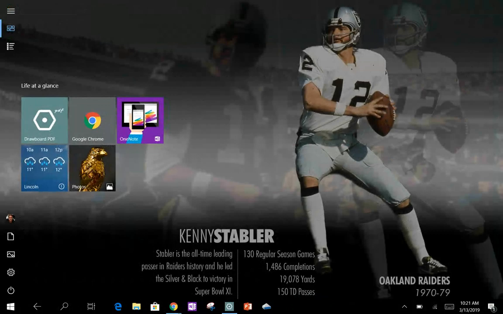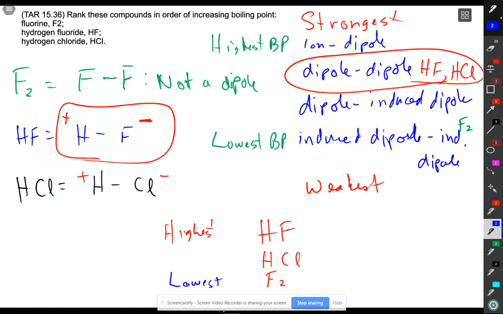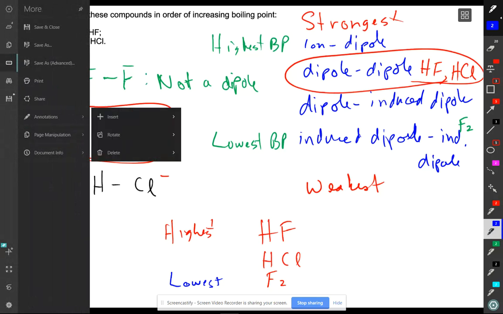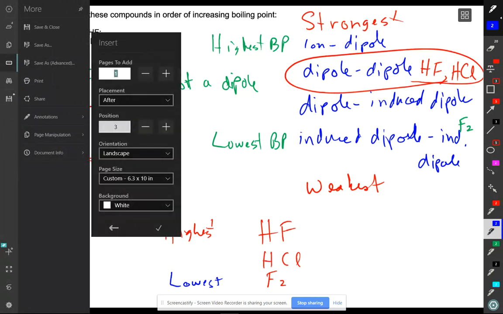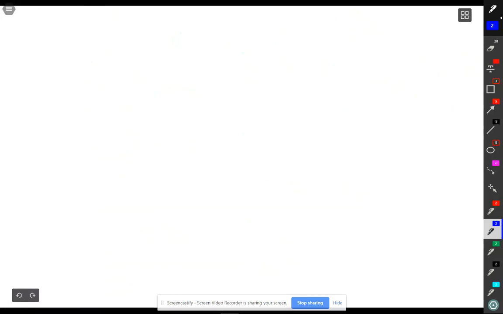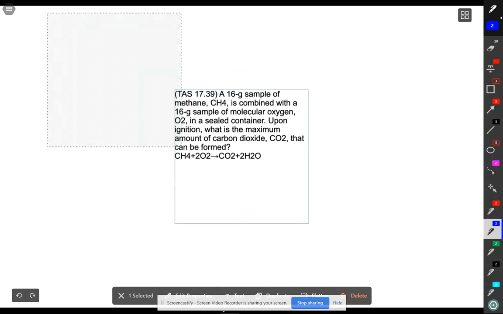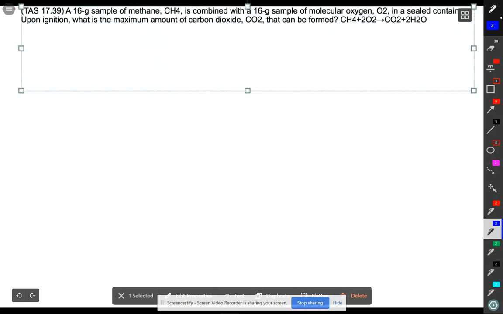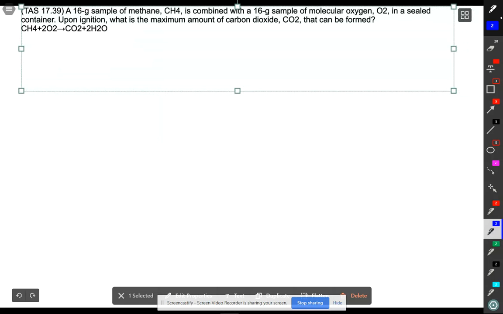Copy. Insert another page because, of course, I'm putting in page manipulation, insert. It's always dangerous doing these when I haven't read them recently.